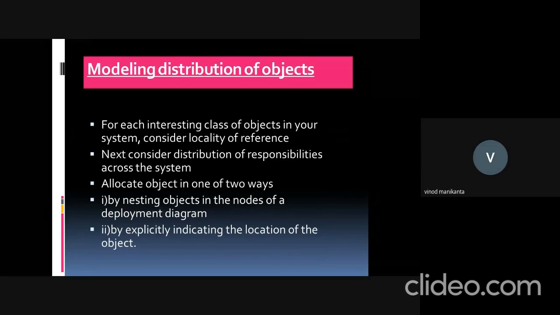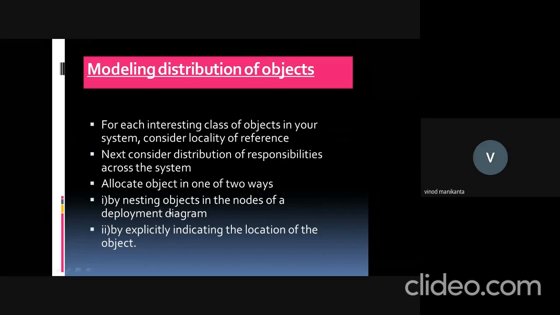Next, modeling distribution of objects. To model distribution of objects, first of all, we have to collect and identify the objects. After identifying the objects, we have to consider the location of all the objects. Then we have to distribute the responsibility across the system. Then we have to allocate objects. We can allocate objects in two ways: one by nesting the object and adding it in an extra compartment, next by location, by target name equal to value. The location can be modeled in these two ways.